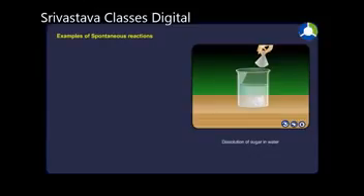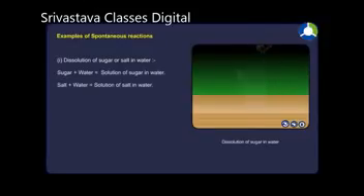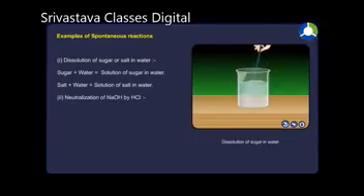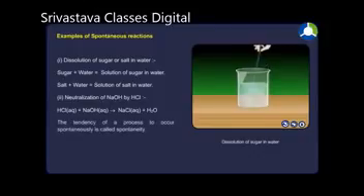Examples of spontaneous reactions. 1. Dissolution of sugar or salt in water. Sugar plus water gives a solution of sugar in water. Salt plus water gives a solution of salt in water. 2. Neutralization of NaOH by HCl. HCl reacts with NaOH to give NaCl and H2O. The tendency of a process to occur spontaneously is called spontaneity.